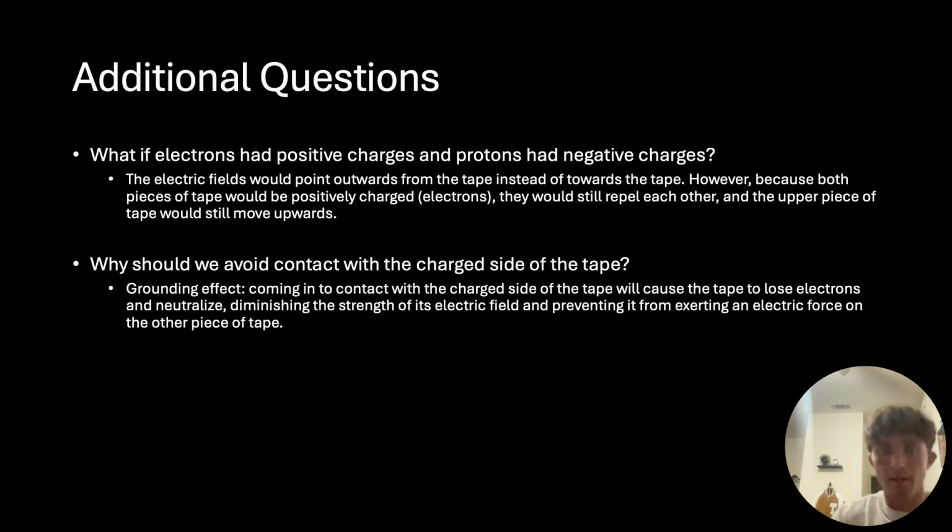Ending with some additional questions: if the electrons had positive charges and protons had negative charges, while the direction of the field would change, the results would remain the same, as both tapes would have electrons and repel each other. Finally, avoiding contact with the charged side of the tape is important to avoid the grounding effect, which could neutralize the piece of tape and diminish the effects of its electric field.